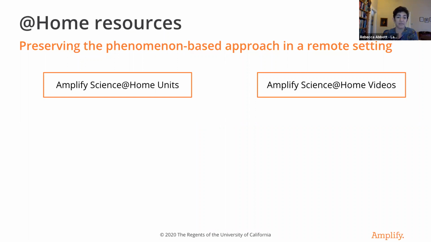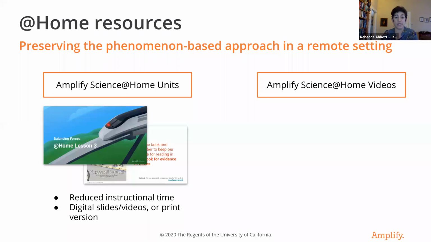So with that in mind, the teams have created two types of materials. One is called the at-home units, and the other is the teacher-taught at-home videos. Now the at-home units are trimmed versions of a full unit. We know there isn't as much time during remote instruction in most places, and these materials can be pushed out to students either digitally or made into print packets, where everyone should have access to the videos either on a digital device or hopefully on a phone.